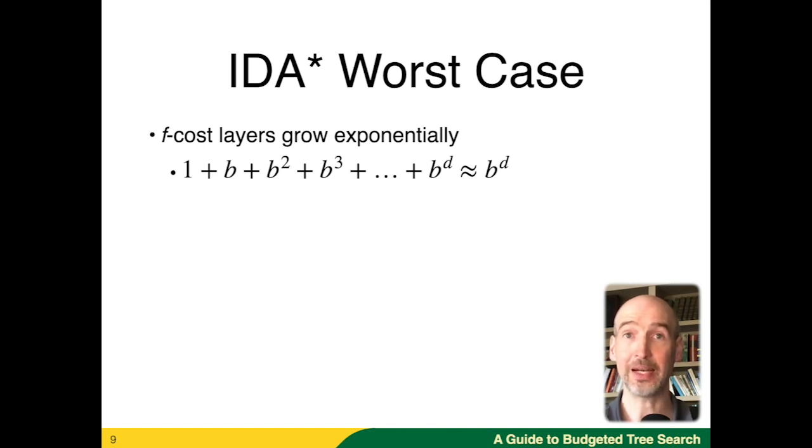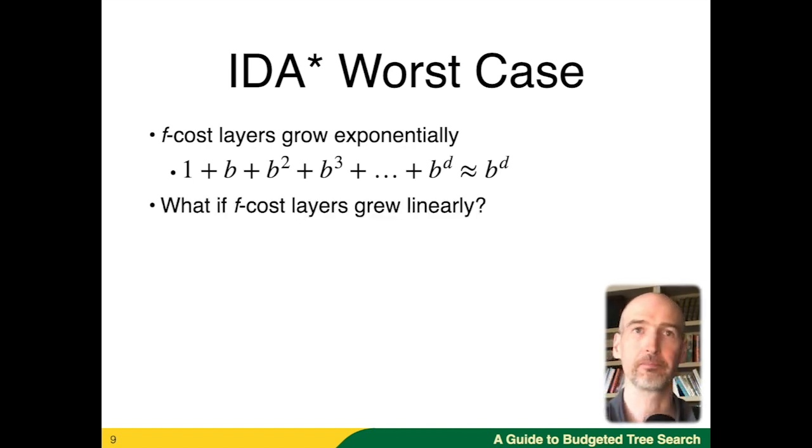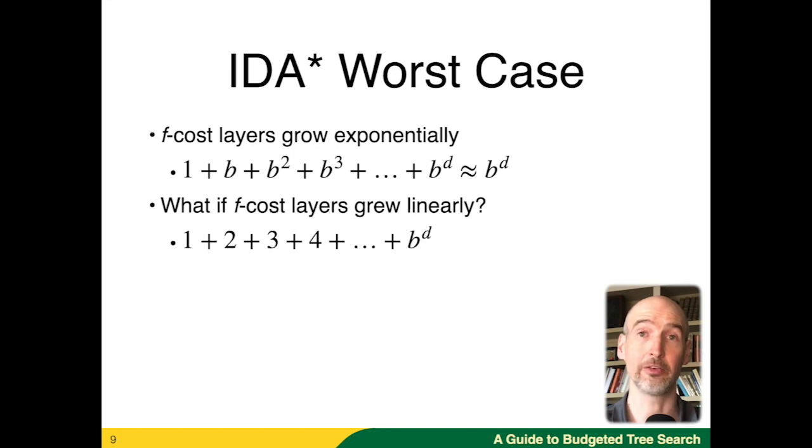And when you grow exponentially like this, where we're multiplying by a factor of b, it ends up that the overhead of doing the multiple iterations is amortized away, or is less than a constant factor. If the f costs only grow linearly, then we see something different happening. We would start with 1 node, but then we may only see 2, 3, 4, 5 in our iterations. And when you add those up, you get b to the d squared. So this is going to be really bad in practice.